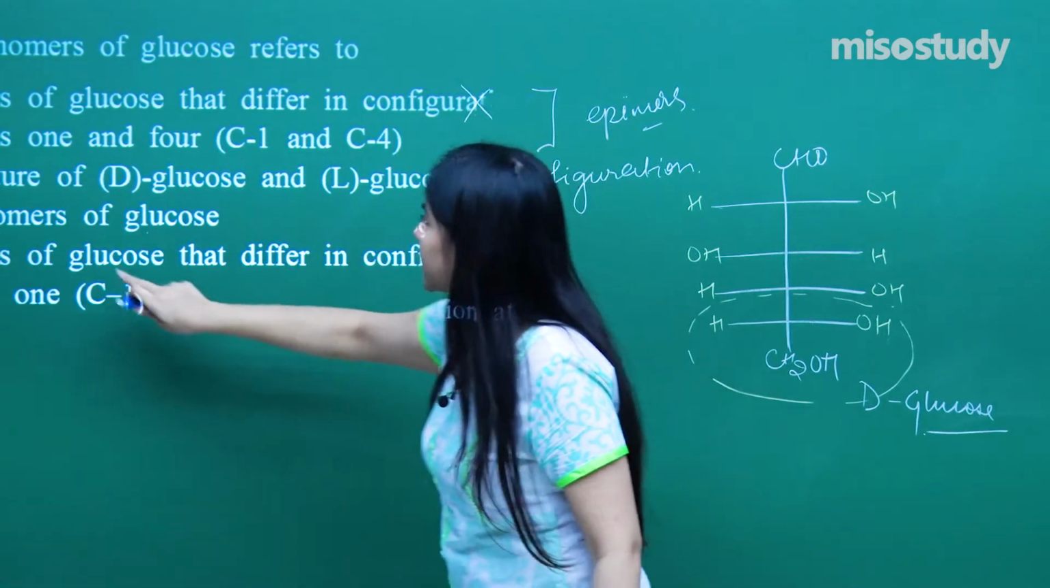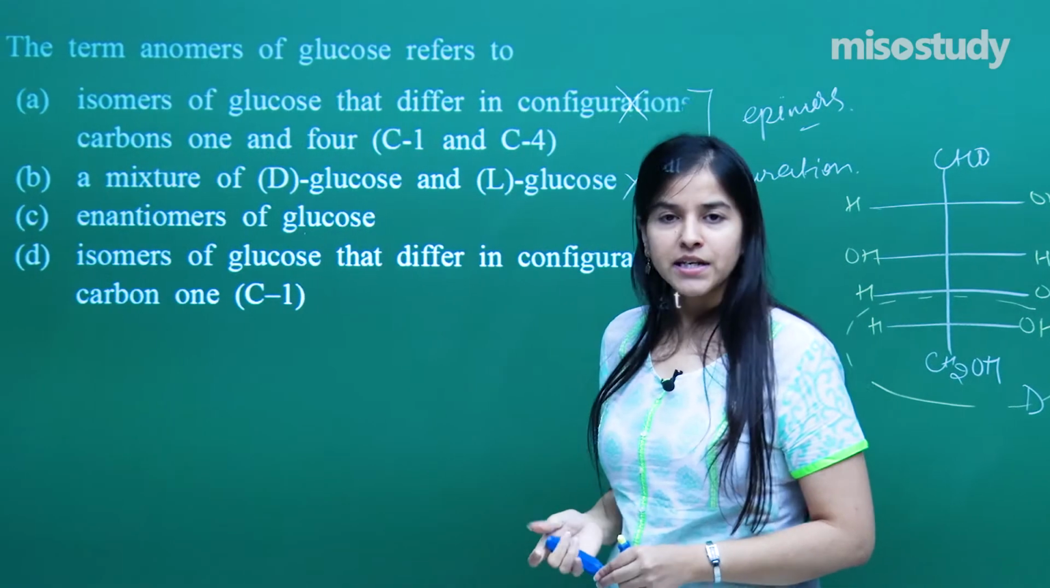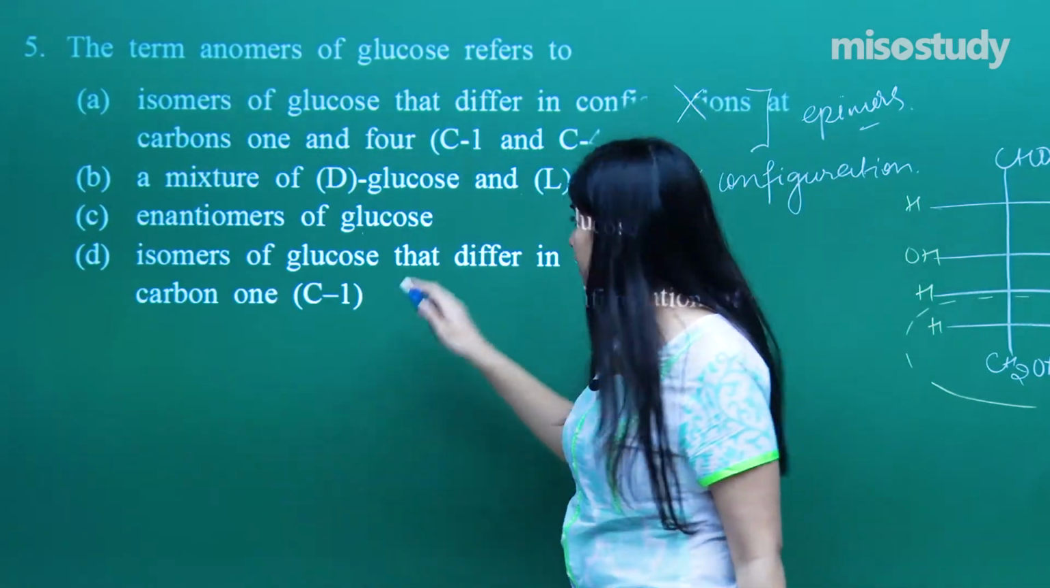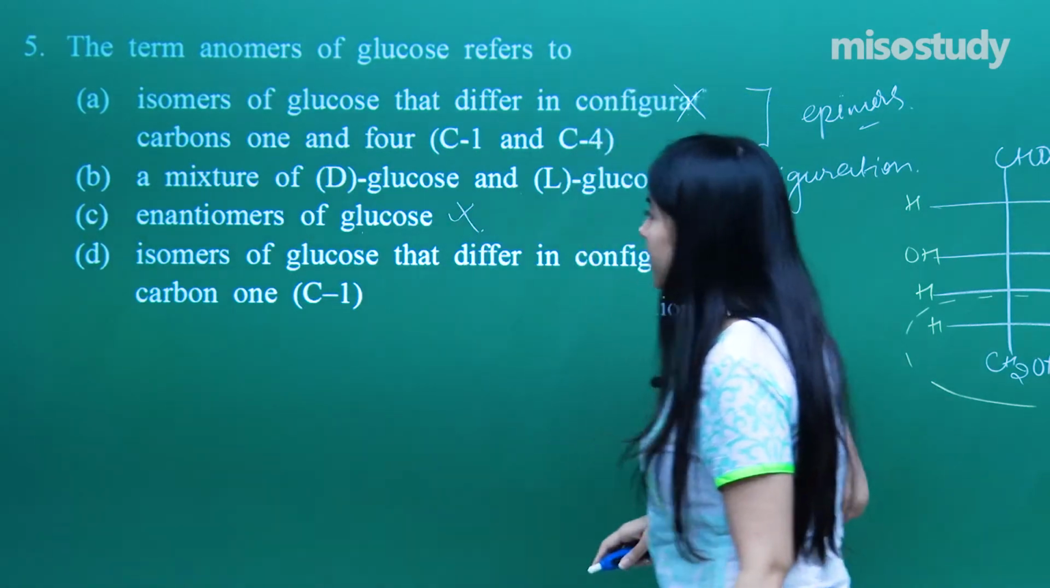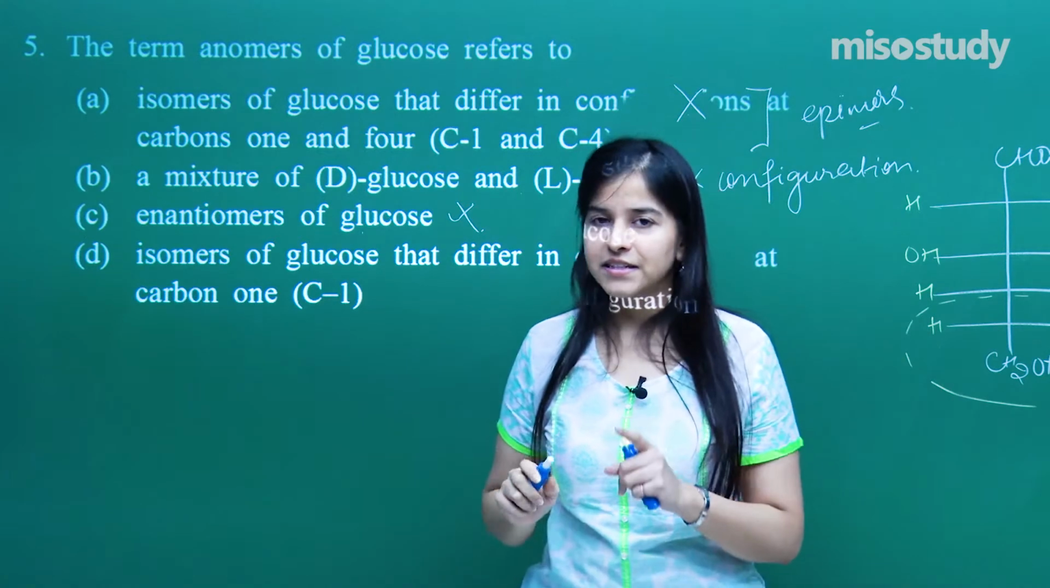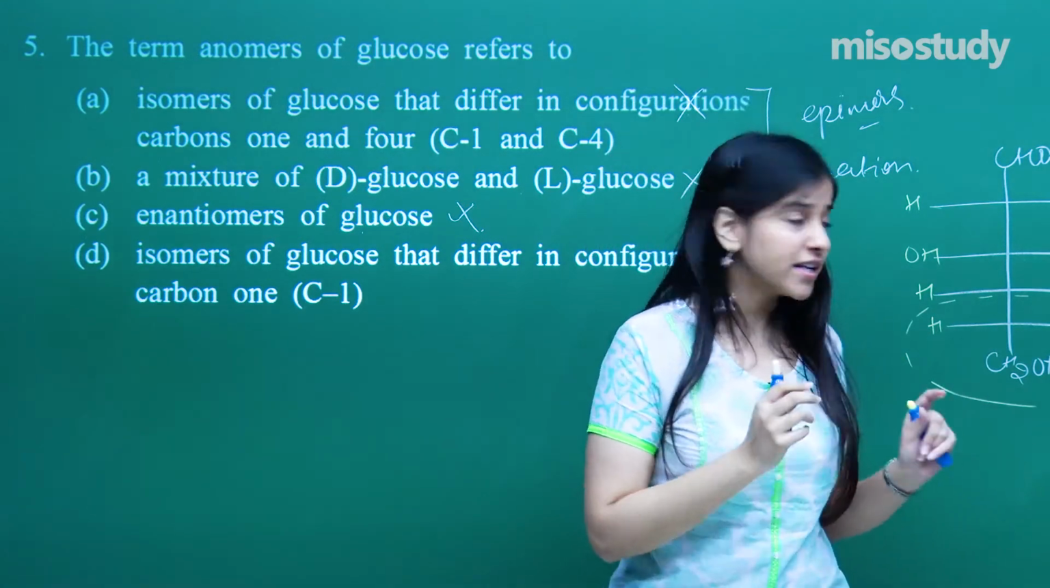Enantiomers of glucose, not at all. The enantiomers will be only these, D and L could be the enantiomers. So this is not the case. Isomers of glucose that differ in the configuration at carbon number 1. Yes, that is our option. So let us just see how.